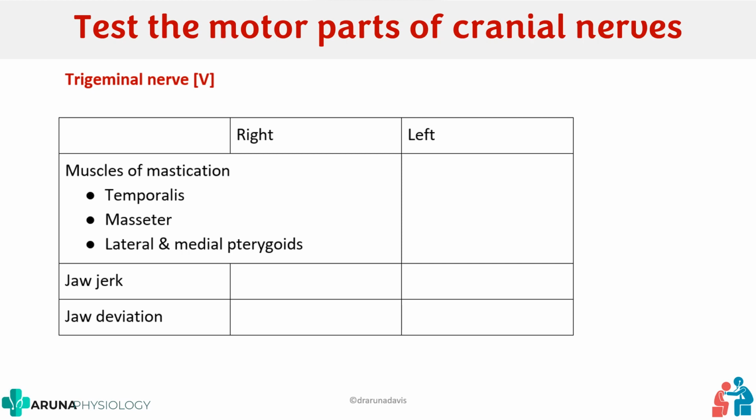The next cranial nerve is trigeminal nerve, which has got a motor part, which includes the muscles of mastication, the temporalis, masseter, lateral and medial pterygoids. You have to check for jaw jerk and check for jaw deviation.